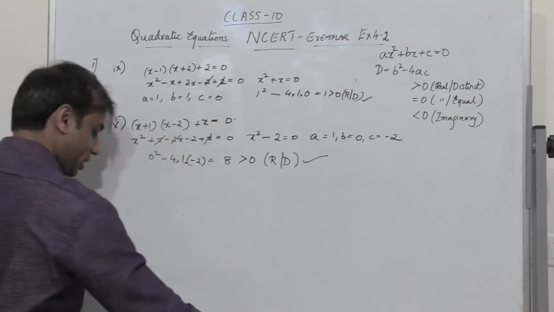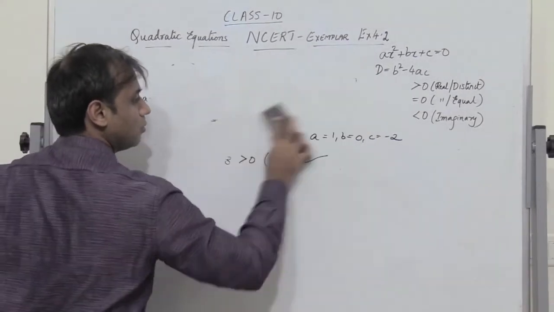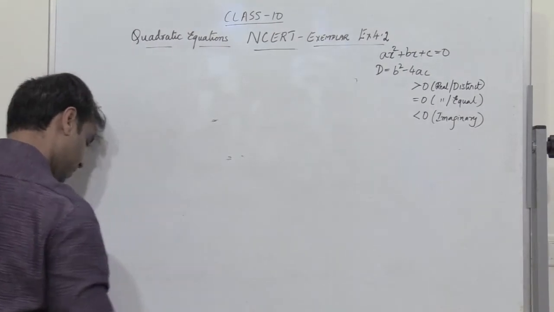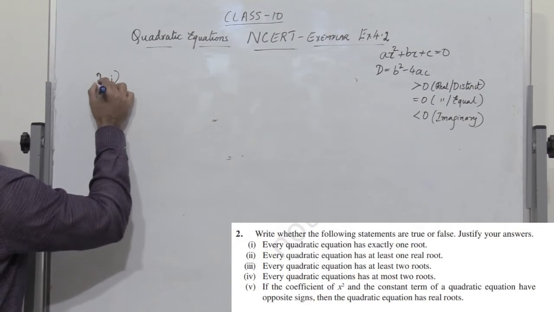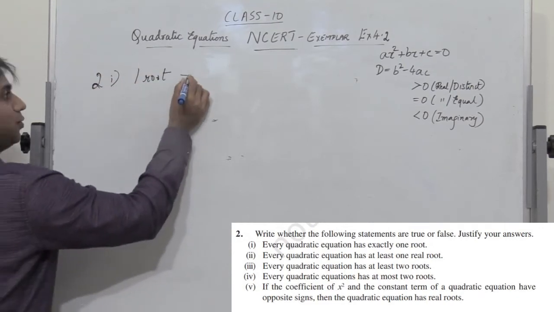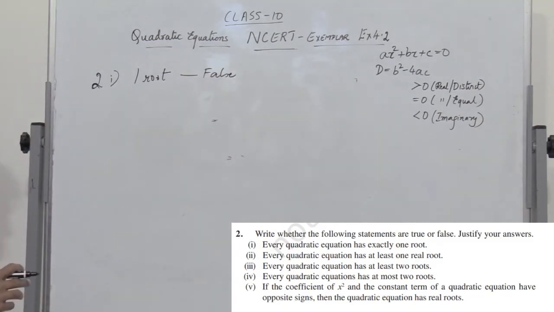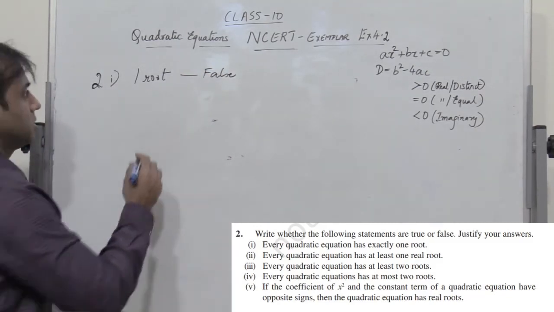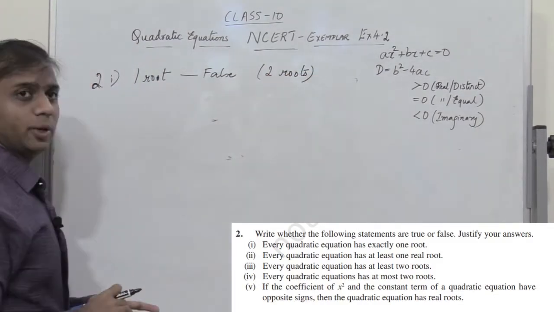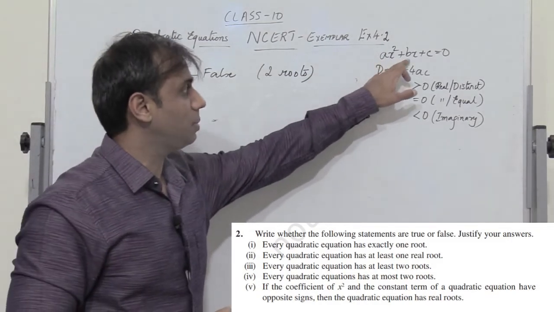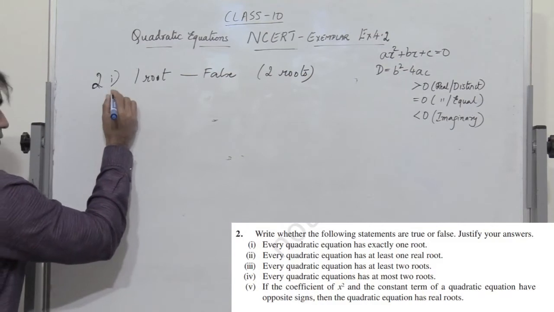So question 2 is very interesting. You have to identify whether the statements are true or false. So the first statement, every quadratic equation has exactly one root. So this is a false statement because every quadratic equation has 2 and only 2 roots. So what is the right answer? You have 2 roots because quadratic equation is of the form ax square plus bx plus c. So you have 2 roots. So the first statement is false.